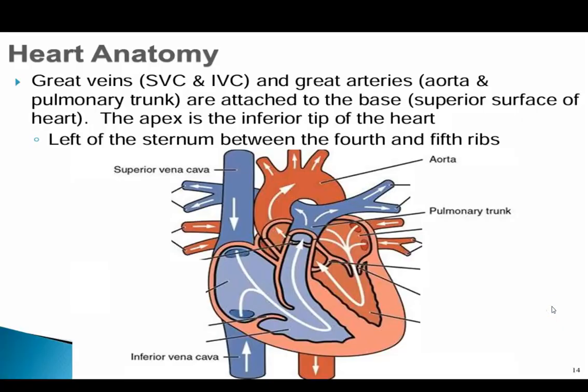The heart has four great vessels connected to its base. The superior vena cava and inferior vena cava bring blood into the right atrium from the body. The aorta and pulmonary trunk carry blood out of the heart. The apex of the heart is the pointed tip at the bottom. It's located just to the left of your sternum between your fourth and fifth ribs. This is also where doctors often place the stethoscope to hear the heartbeat.